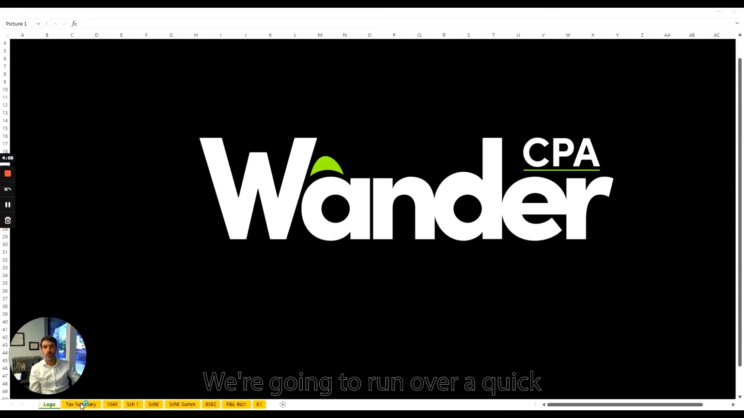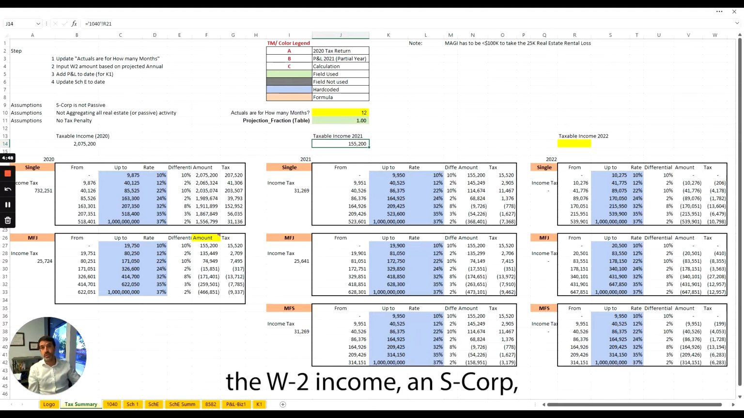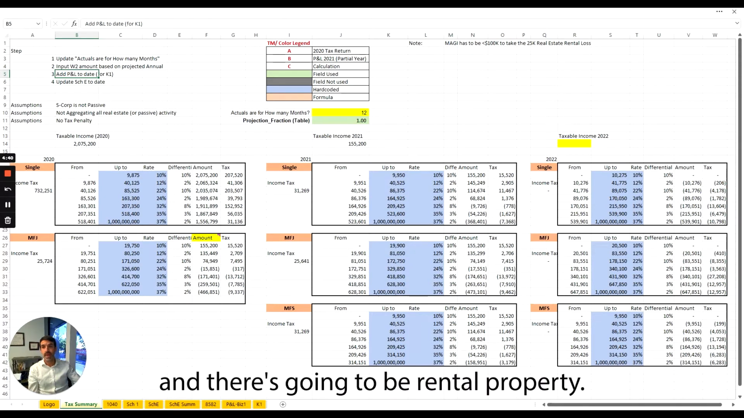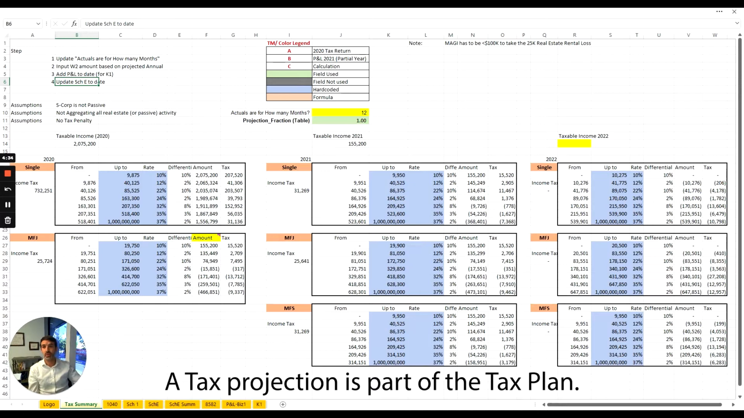Here we go. We're going to run over a quick tax plan. So first of all, the variables we're going to be discussing are the W-2 income and the K-1. It's going to be for an S corporation, and there's going to be rental property. So this is a tax projection. Tax projection is part of the tax plan.